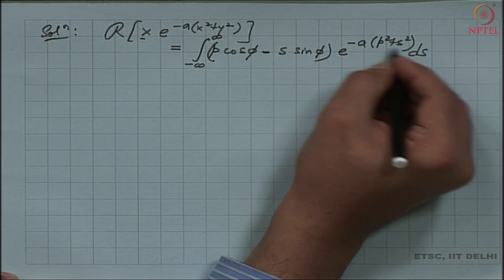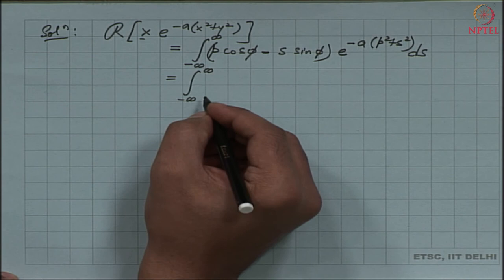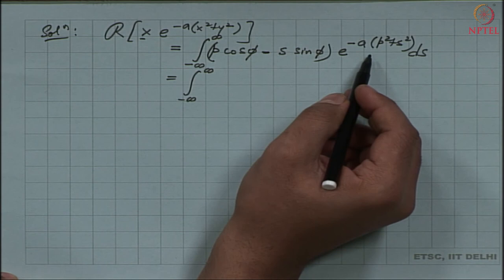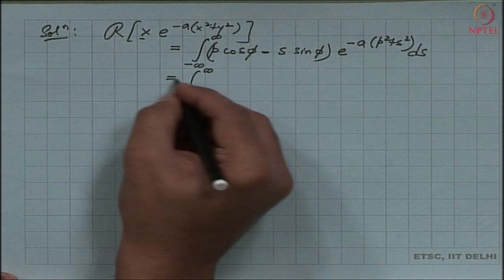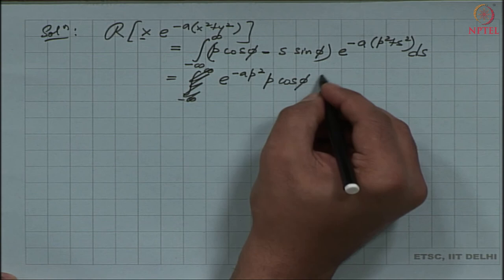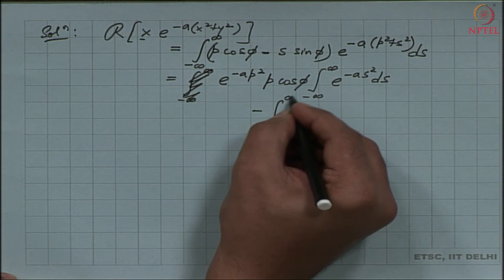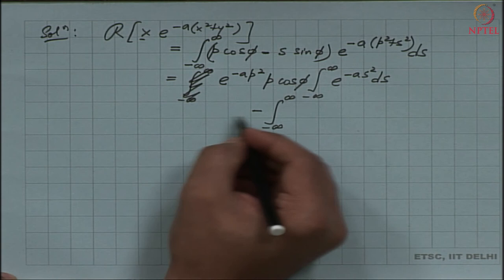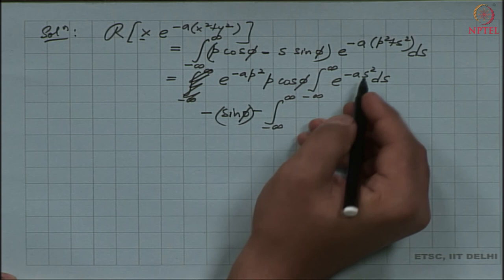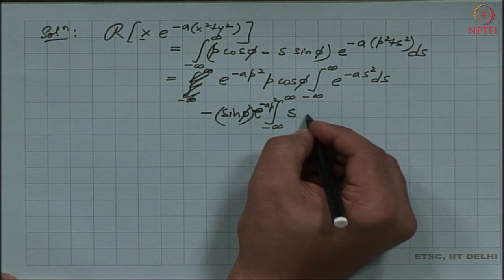So, x square plus y square is p square plus s square. Now, notice that since this integral is with respect to s, let us now break this integral into two halves. I can take one factor out. So, I get that the first integral is e to the power negative a p square times p cos phi times the integral from negative infinity to infinity of e to the power negative a s square ds. The second integral is minus the integral from negative infinity to infinity. Let me just take out the constants with respect to the integration variable. So, I have sin phi times e to the power negative a p square times s times e to the power negative a s square ds.